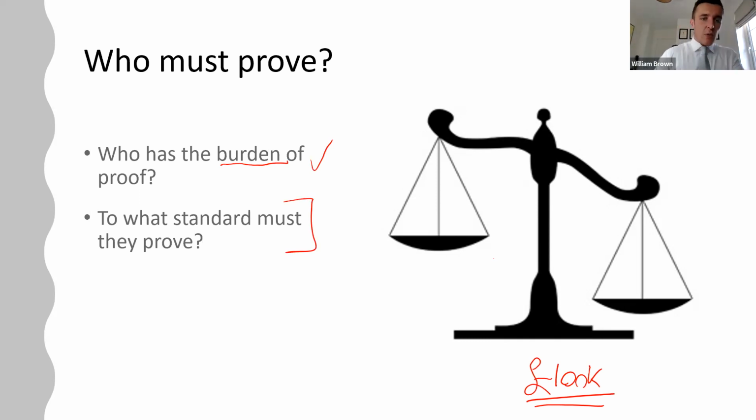The second question related to that is, well, to what standard must I prove it? And when we're dealing with civil law, that standard is on the balance of probabilities. Is it more likely than not that I am due the money? Is the question you have to ask yourself. The question is not, do I have to prove it beyond all reasonable doubt? That is not the standard in civil law. That's the standard in criminal law. The standard here is to prove your claim on the balance of probabilities.